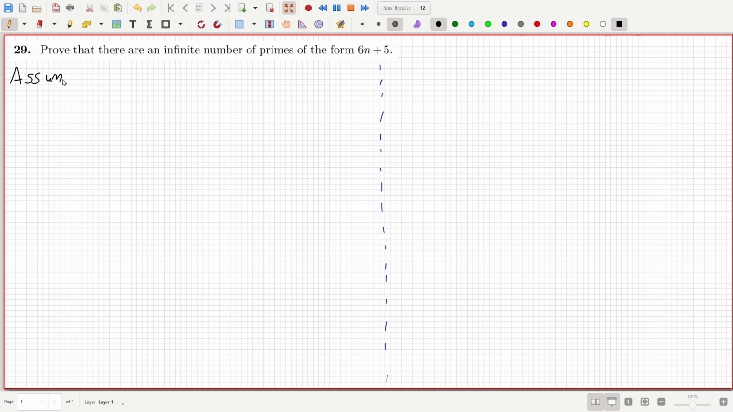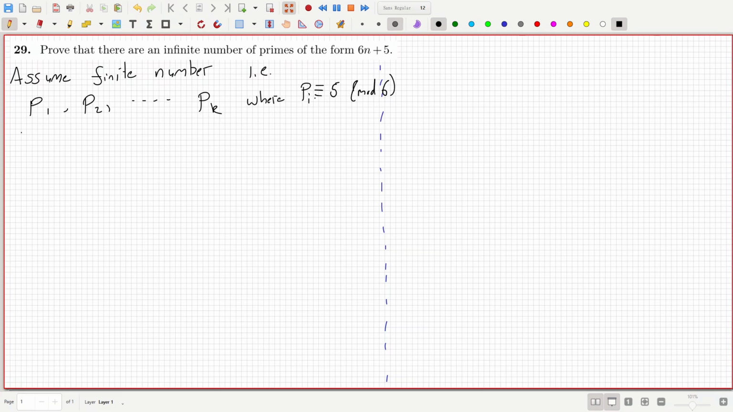Assume a finite number, so not an infinite number of primes of this form, just a finite number: p1, p2, ..., pk, where, if we look at this, pi mod 6 equals 5, or maybe I'll write it a bit differently, pi is congruent to 5 mod 6. So each of these primes can be written of this form.